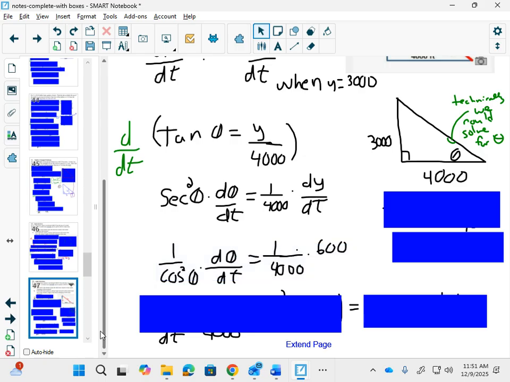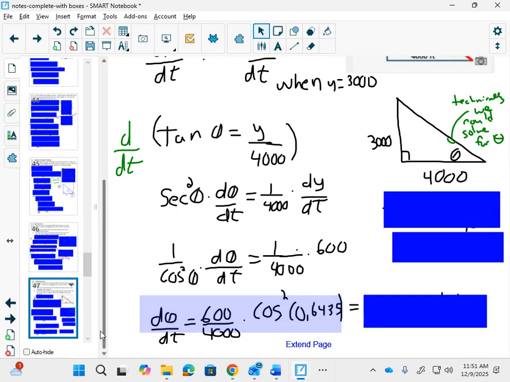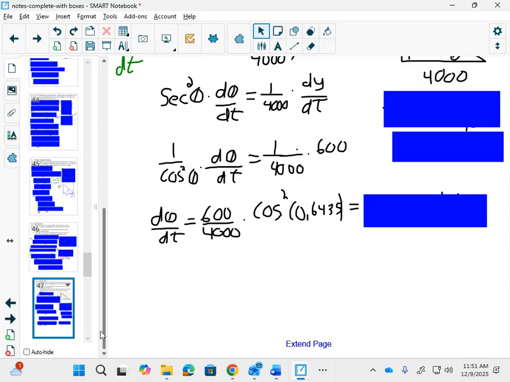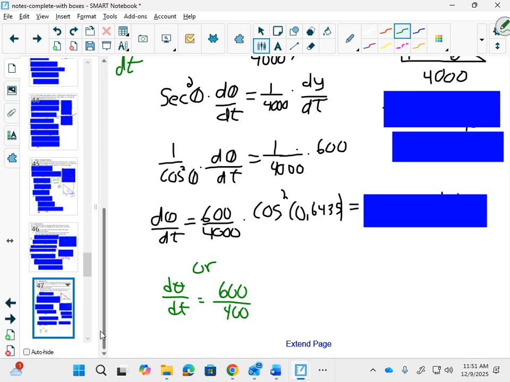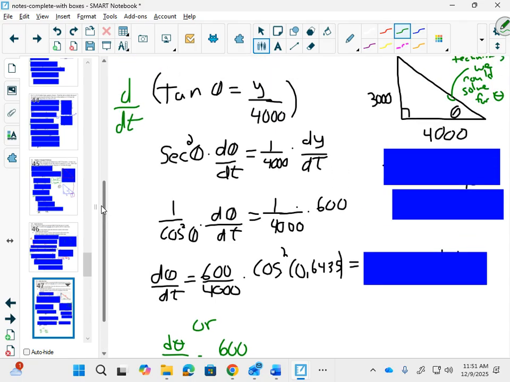Now, secant squared is 1 over cos squared theta. And I could get my d theta dt by itself. I could solve for the angle, or I have 600 over 4,000. This is a 3, 4, 5 triangle. What is cos of theta?